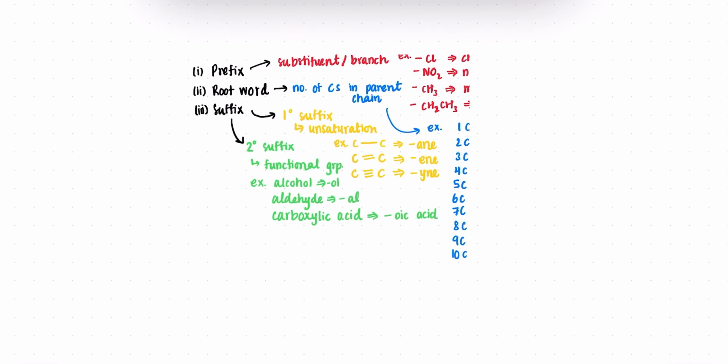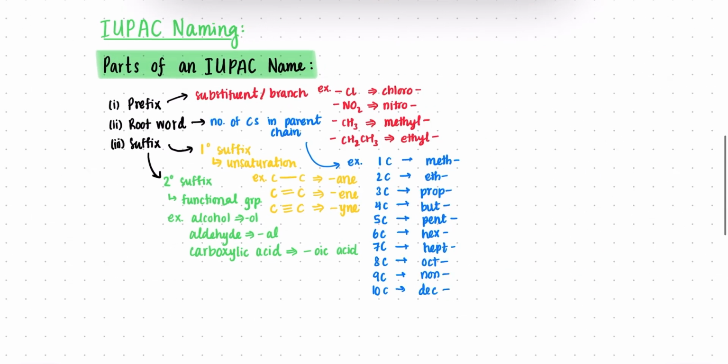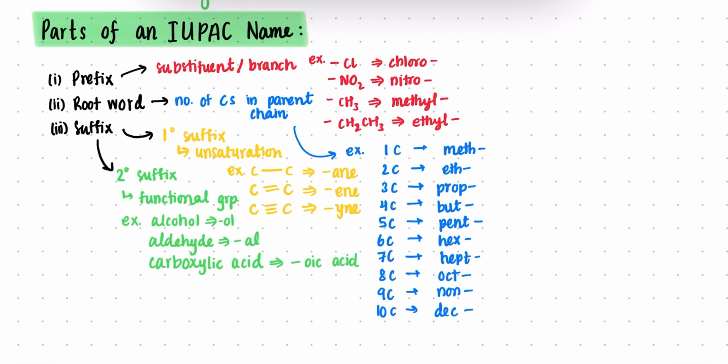Now we'll see a bunch of other examples later on, but those are the parts of an IUPAC name. We've got the prefix, the root word, the primary suffix, and the secondary suffix. So those are the parts of an IUPAC name. Moving on, we've got to look at the rules of an IUPAC name.